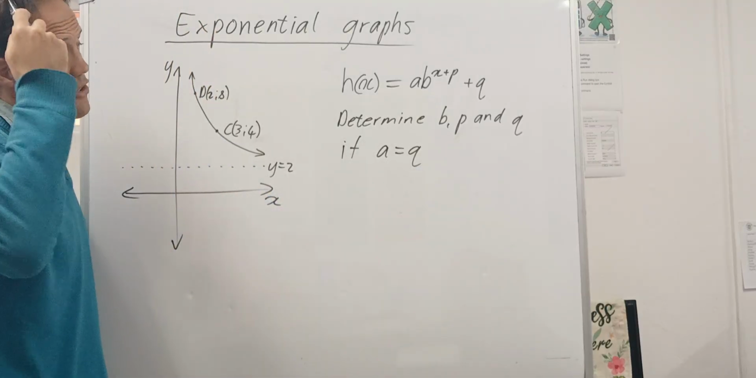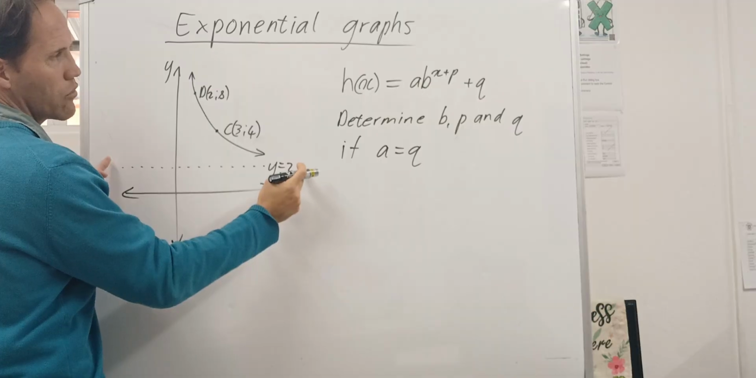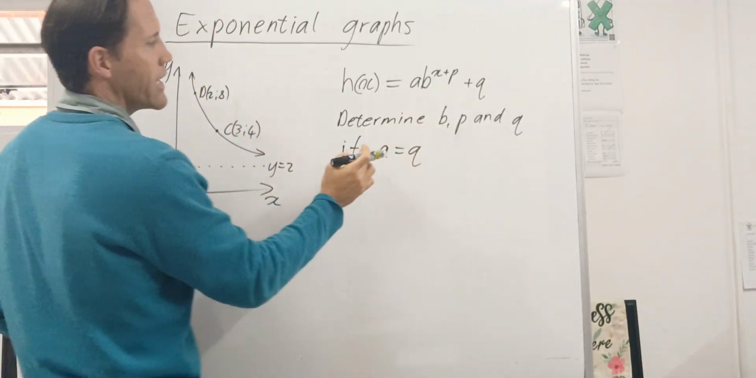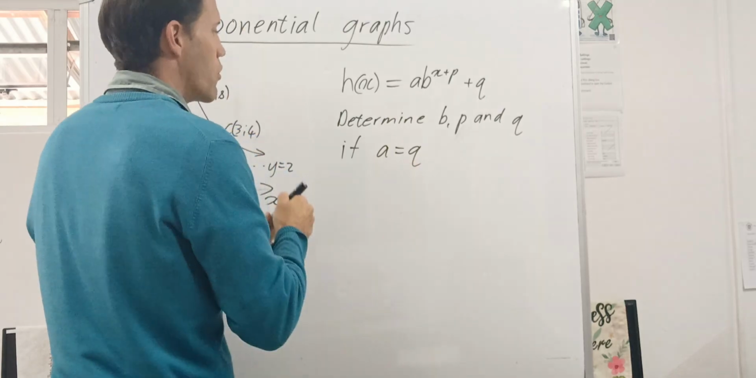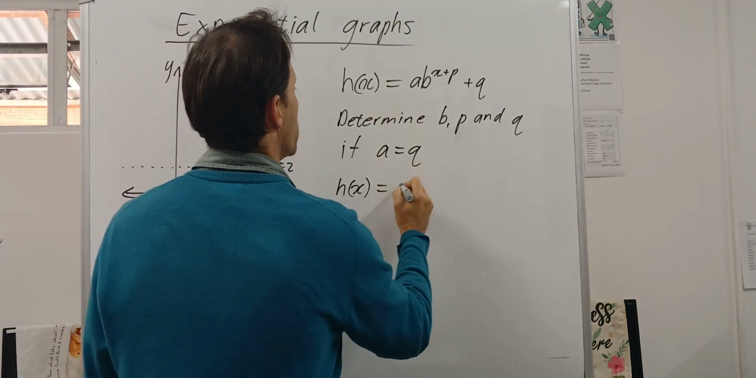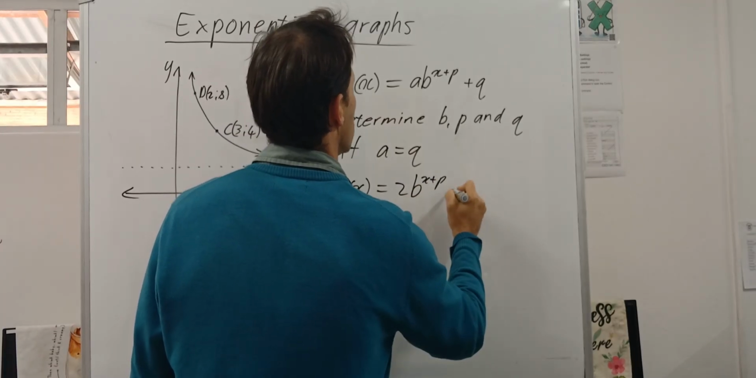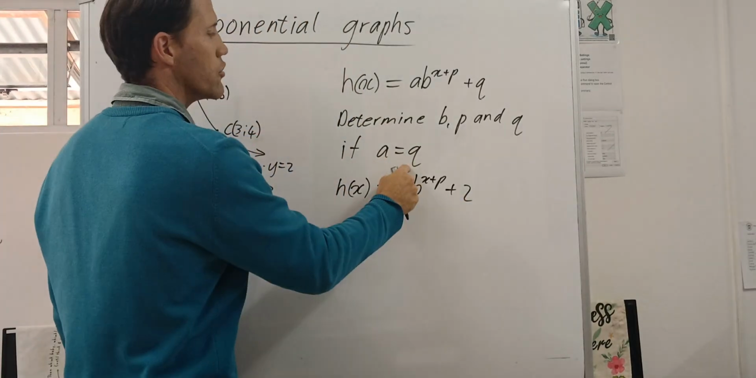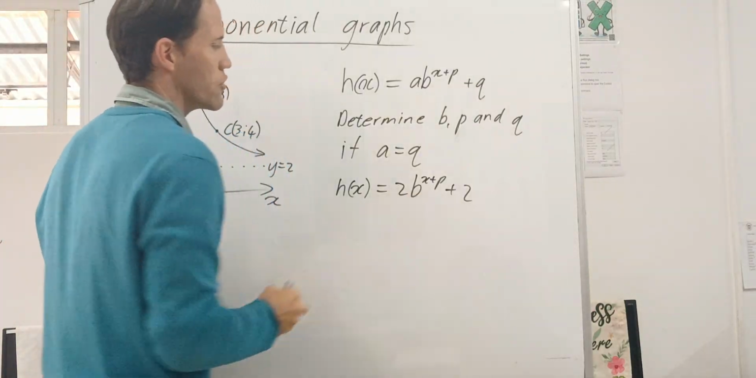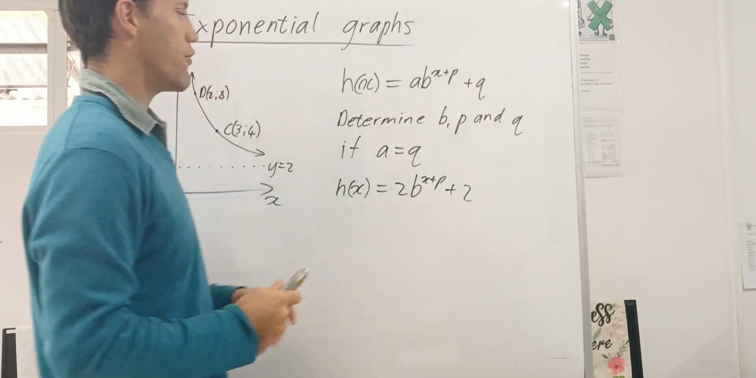Okay, so we know a is equal to q, and it's easy to find q because it's the asymptote, y equals 2. So we know the constant value is always your asymptote. And they said a must be equal to q. So we can start by saying h(x) will be 2 b to the power x plus p plus 2. A equal to q. Q is 2, so a is 2. So now we actually just have to solve b and p because we got q. And therefore we got a.